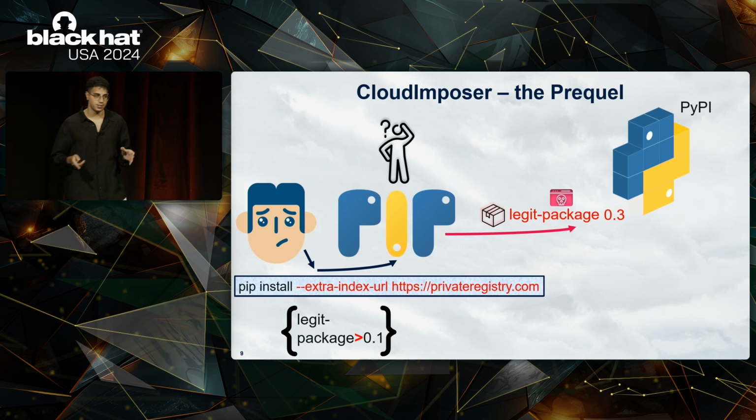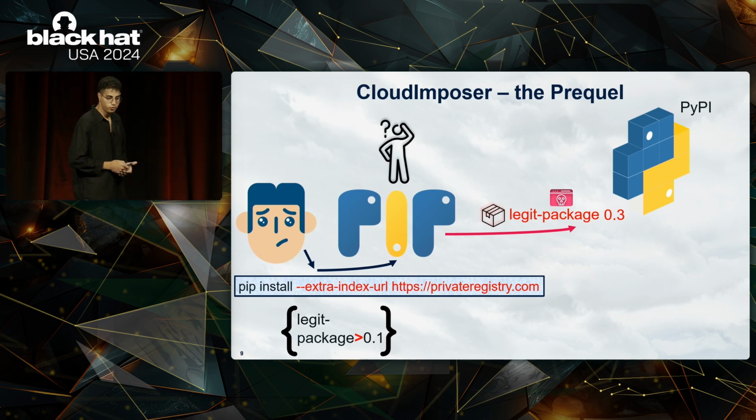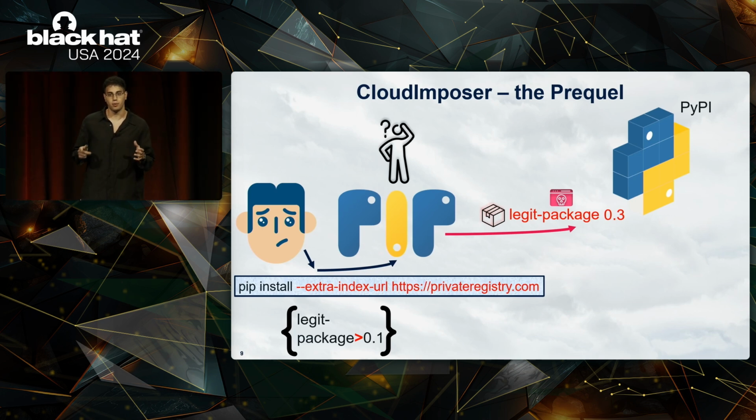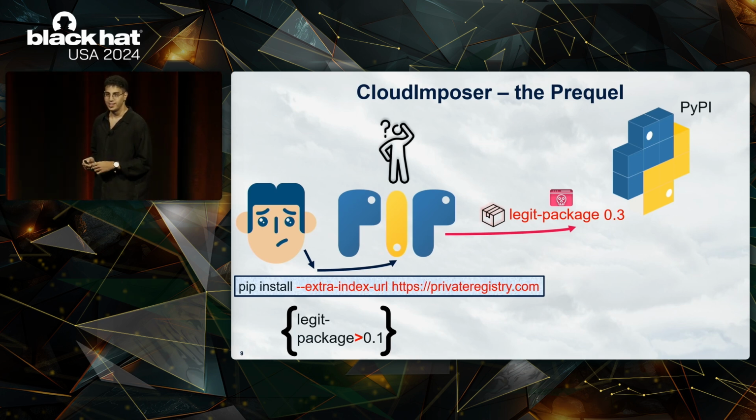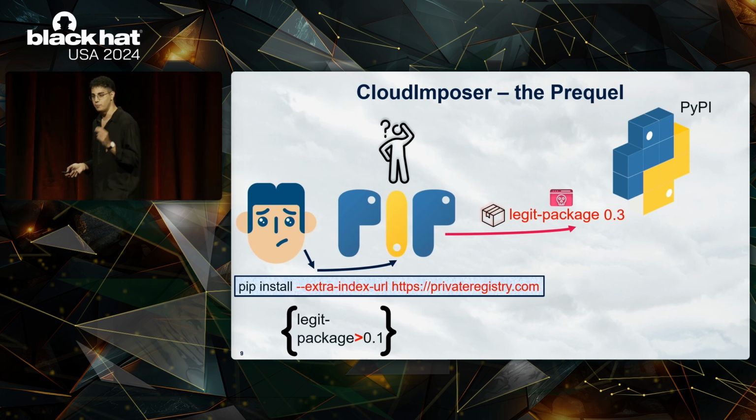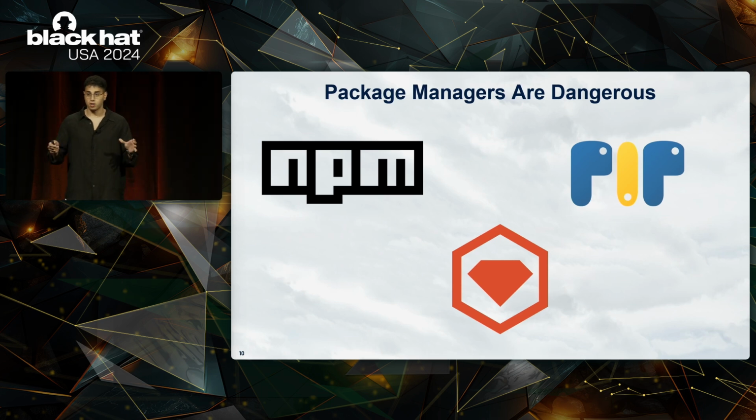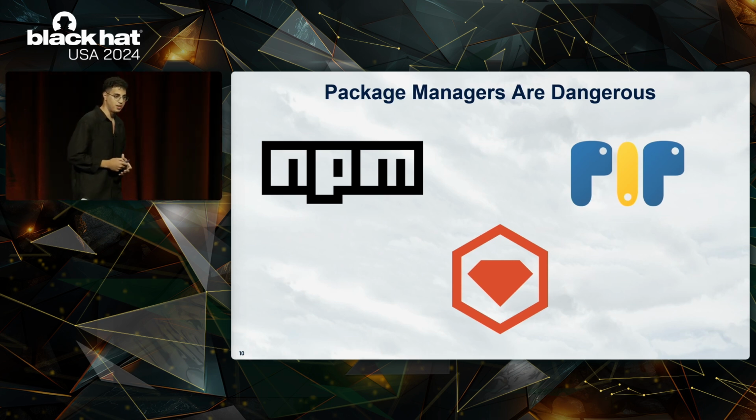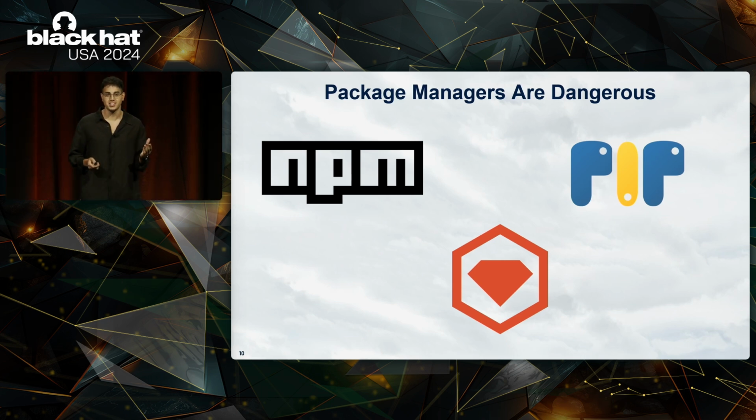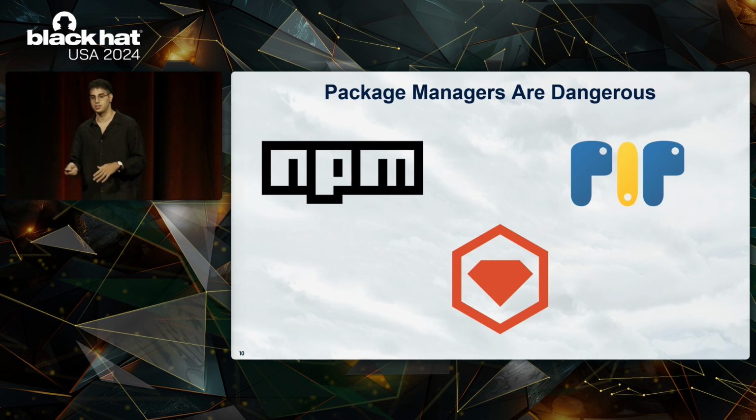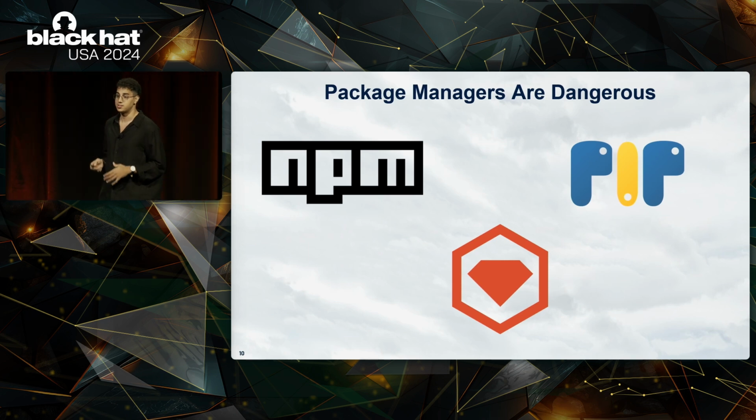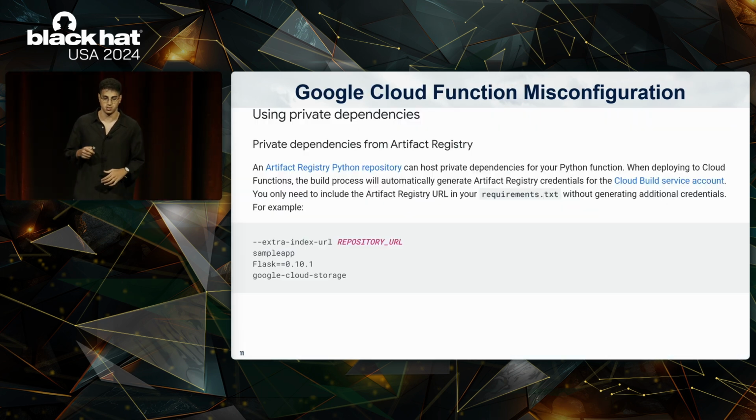So that is dependency confusion very briefly, but stay with me and keep in mind that the CloudImposer vulnerability is a unique case study of dependency confusion and something you haven't seen before. So we can conclude that package managers are dangerous. Python and the extra index URL argument is just one example of such a risk of dependency confusion. This risk also affects NPM and other package managers.